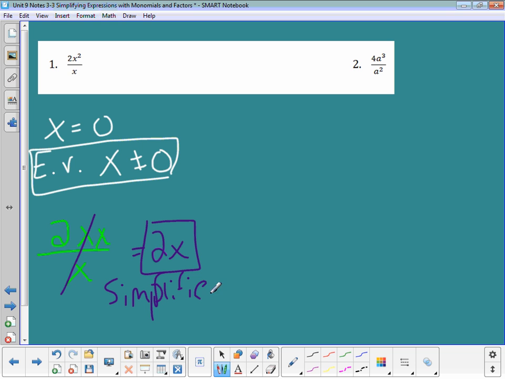Simplified, there we go. And this is my excluded value. You need to have both for each question. You need to have a simplified expression, and you need to have an excluded value. Let's take a look at number 2.